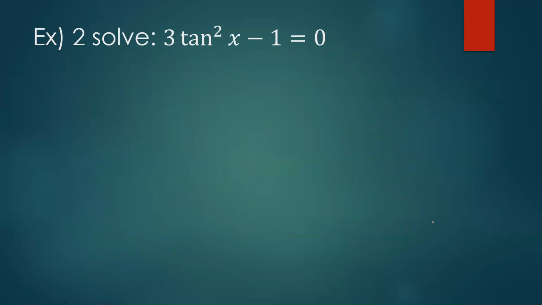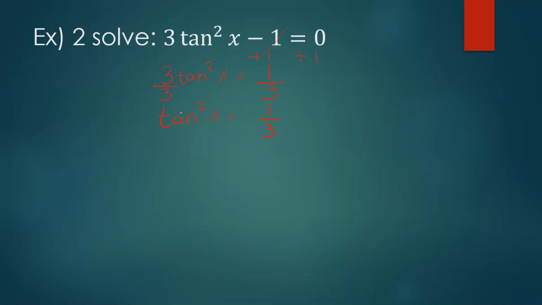Example 2 says solve 3 tan square x minus 1 equals 0. So just like the last example, you want to get x by itself. First thing I would do is add 1 to both sides. So this cancels, and you have 3 tan square of x equals 1. Then you would divide both sides by 3, so you would get tan square of x equals 1 over 3.